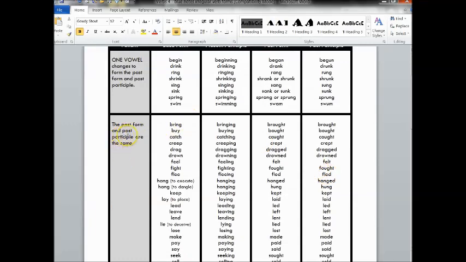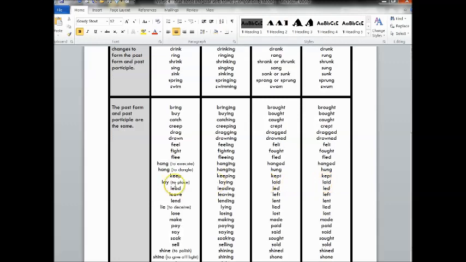Another pattern is the past form and the past participle are the same, but different from the base. So we have bring as an example, bringing, and then both the past and past participle are brought. Buy, buying, bought, bought. Catch, catching, caught, caught. Creep, creeping, crept, crept. Drag, dragged. And then drown, drowned, feel, felt, felt. Fight, fighting, fought, fought. Flee, fleeing, fled, fled.